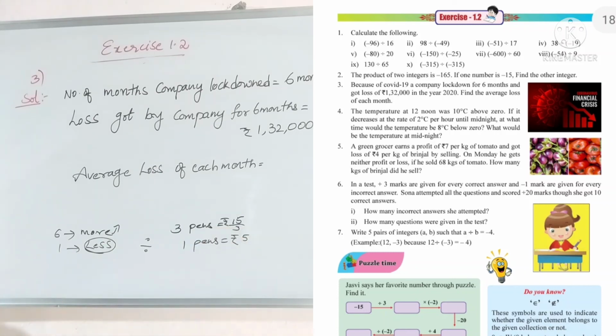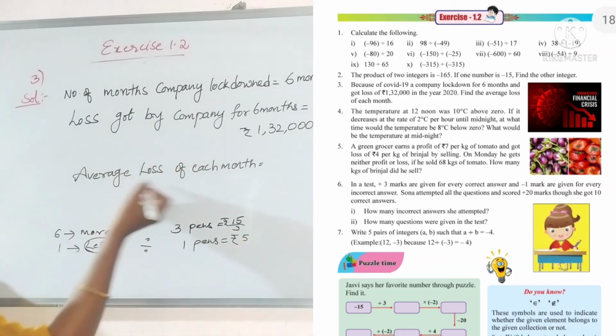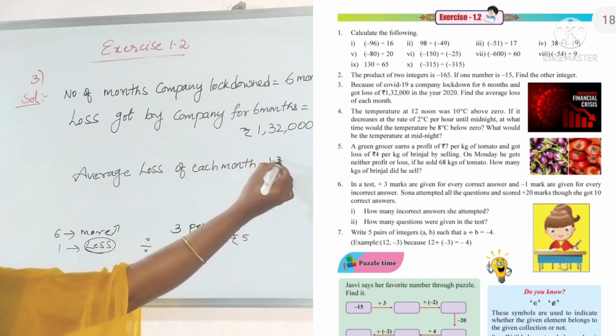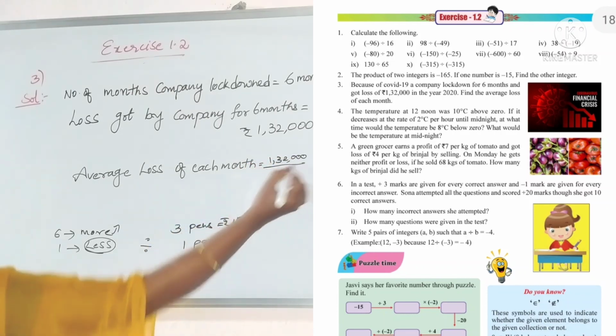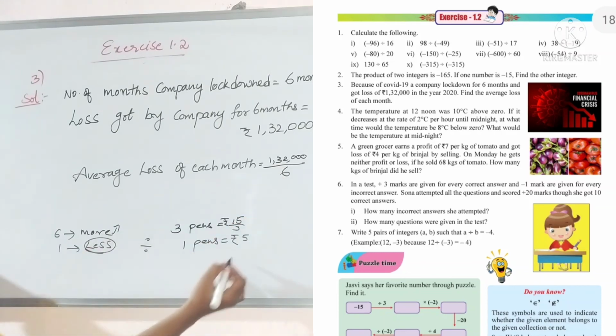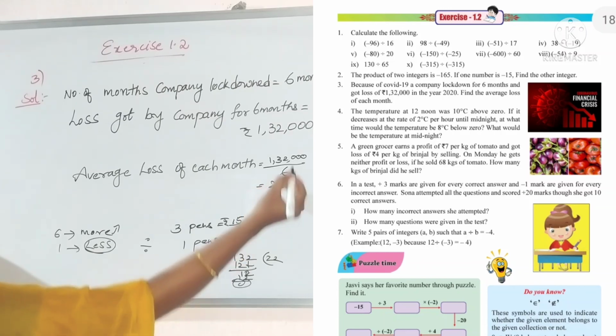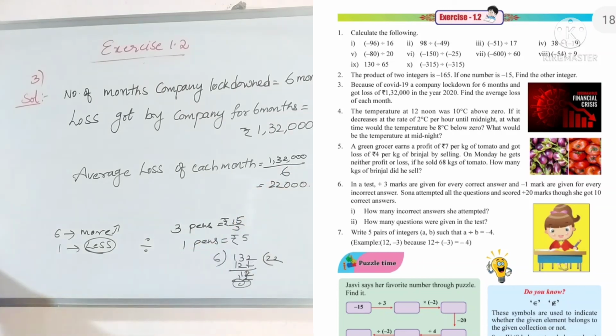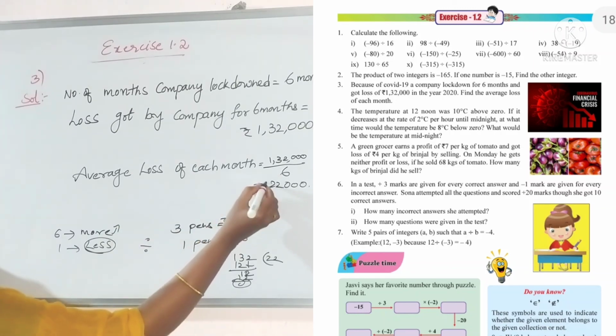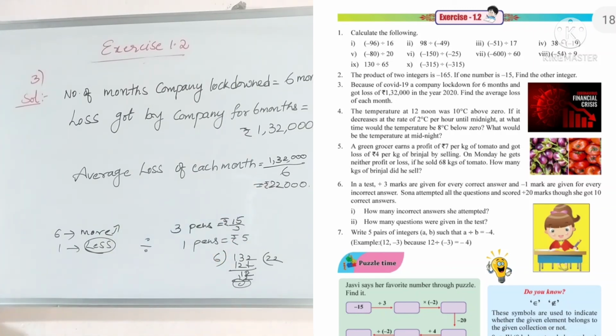Similarly, average loss of each month is equal to this 1,32,000 by 6. So divide 132 by 6. 6 2s are 12. So here 1, this 2 comes here. Again 6 2s. So this is 22. How many zeros? 3 zeros. So per month, how much loss? Rupees 22,000. So average loss of each month is equal to rupees 22,000. So I think you are understanding this problem, students.